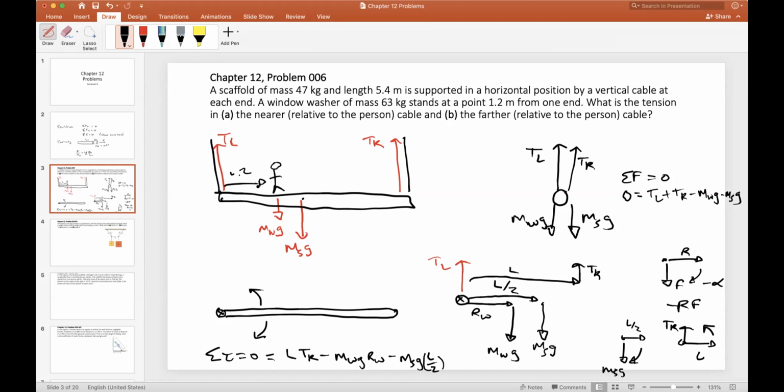This problem's pretty easy. Sum up the torques, sum up the forces, set them equal to 0, or choose the right axis, and you'll eliminate either the left or the right tension.